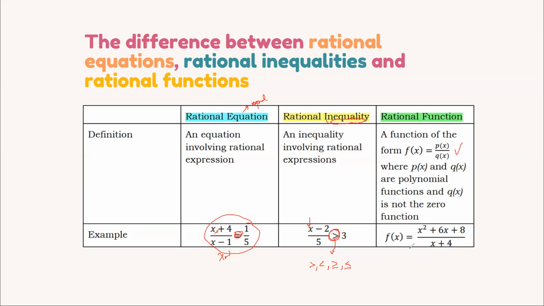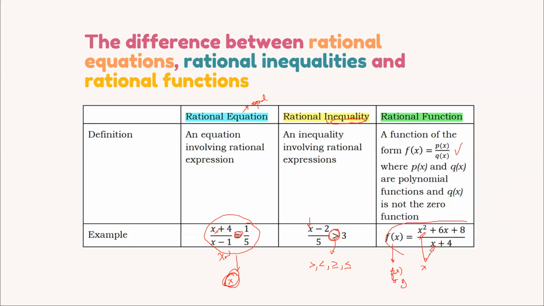So for rational functions, we have two types of variables. We have our independent variable, which is x, and we also have the dependent variable, which is f of x or y. So that is the striking difference between the rational equation and rational function. In the equation, what we get from simplification would be just the value of x.